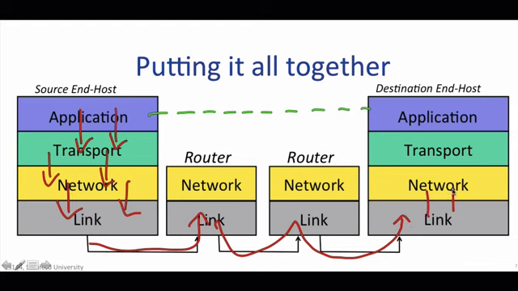The data makes its way hop by hop from one router to the next. The network layer forwards it to the next router one at a time until it reaches the destination. There, the data is passed up the layers until it reaches the application.